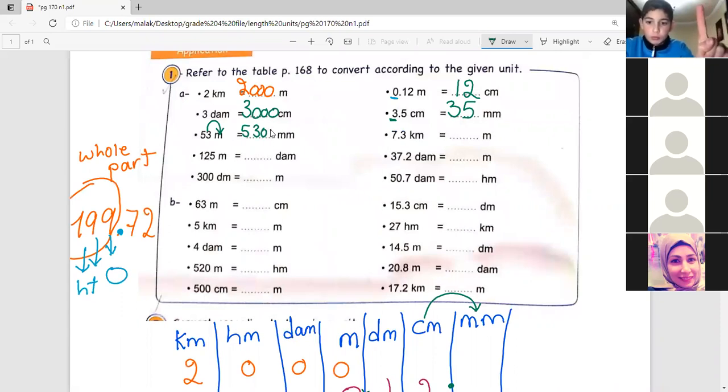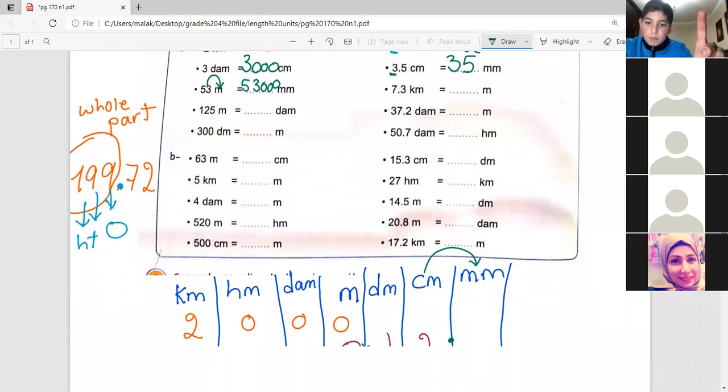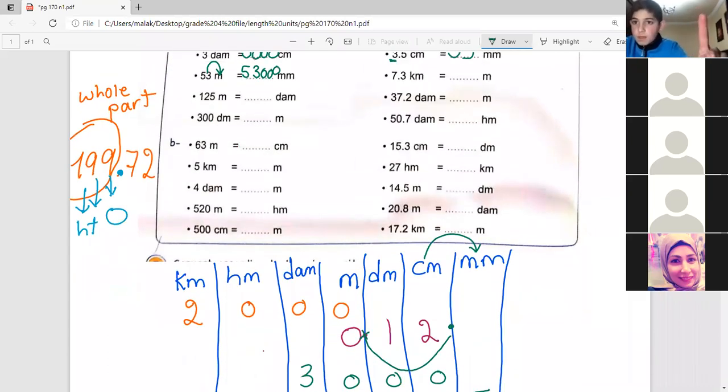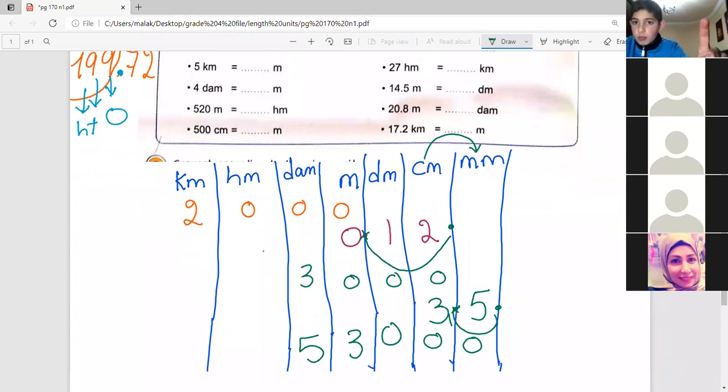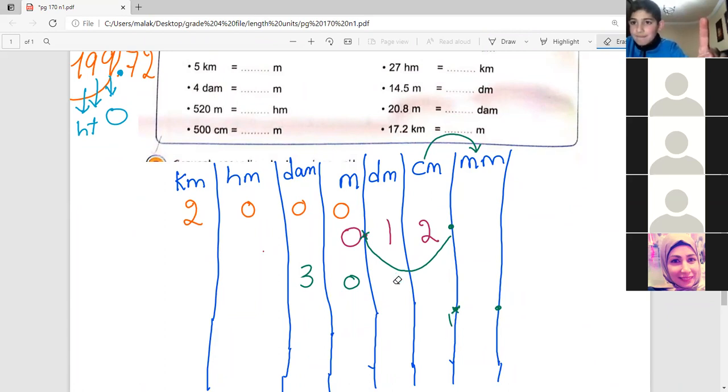Jawad, 7.3 kilometer and 2 meter. No, first we go to the table. What shall I do, Jawad? Hurry up. We place 73 in kilometer. No. So what shall I do?